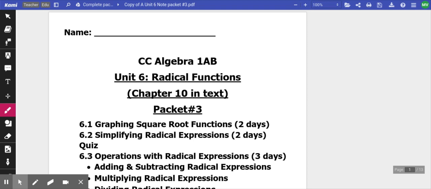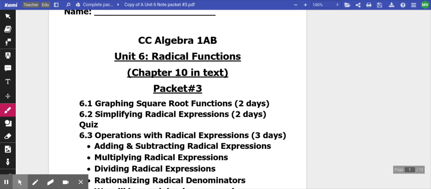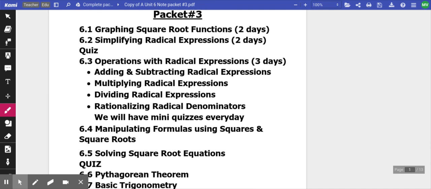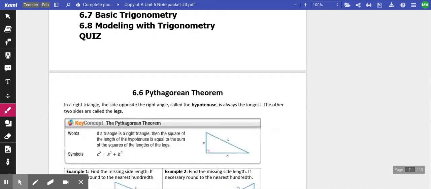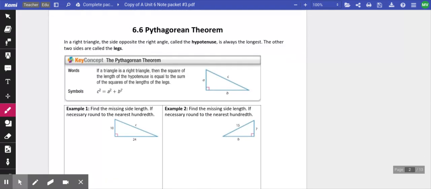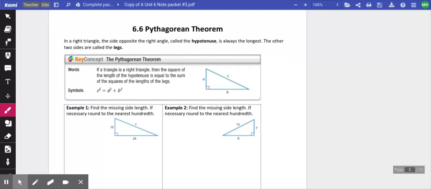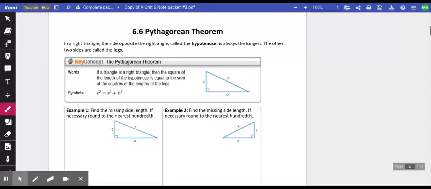Hello, everyone. Today we are continuing with our discussion of Unit 6 radical functions. And today we're going to review something that I know you did in 8th grade, and that's the Pythagorean theorem. So, in a right triangle, the side opposite the right angle is called the hypotenuse, is always the longest side. The other two sides are called the legs.